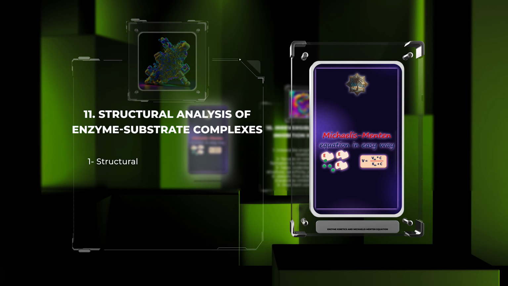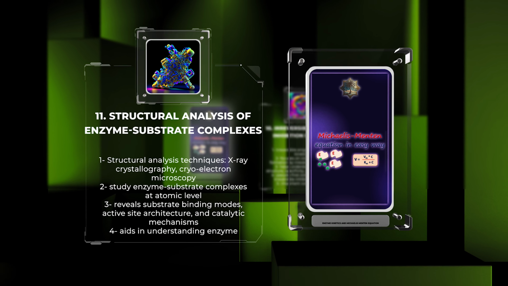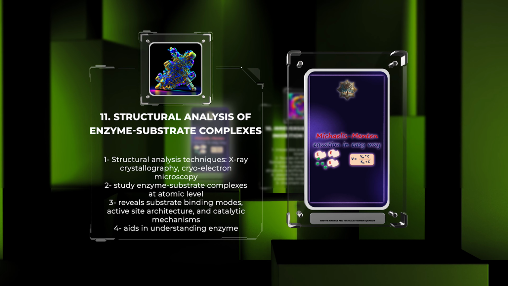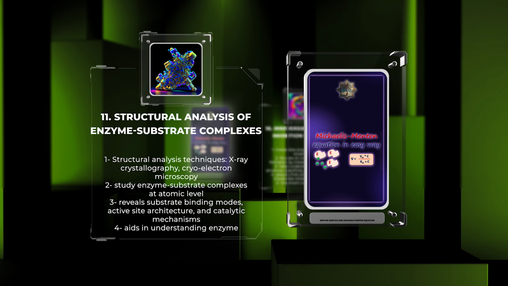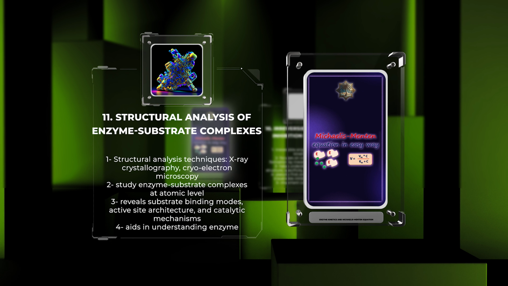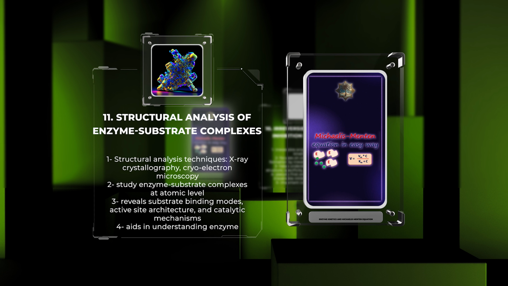Structural analysis techniques, such as X-ray crystallography and cryo-electron microscopy, are employed to study enzyme-substrate complexes at an atomic level. Determining the three-dimensional structure of enzyme-substrate complexes provides crucial insights into substrate binding modes, active site architecture, and catalytic mechanisms. Visualizing enzyme-substrate interactions at a molecular level helps in understanding the relationship between enzyme structure and function. It also aids in the design of specific inhibitors or modulators targeting enzymes involved in disease pathways.